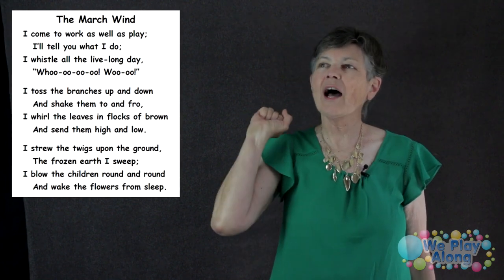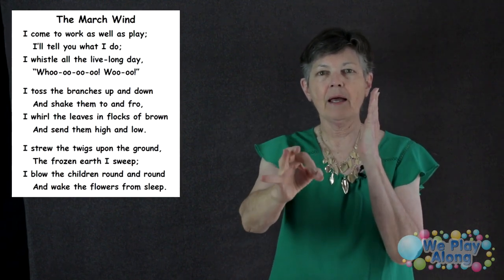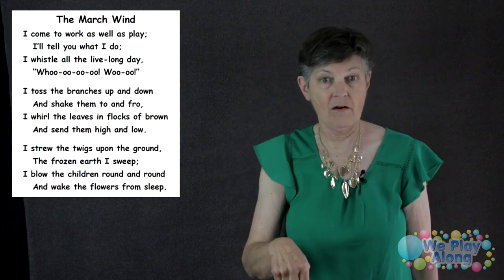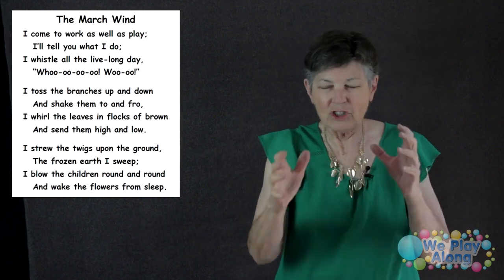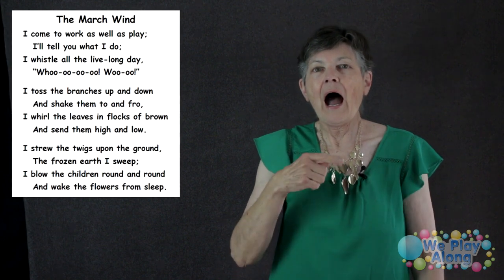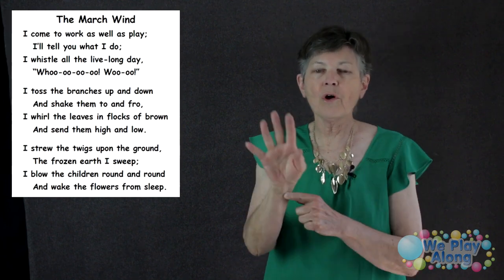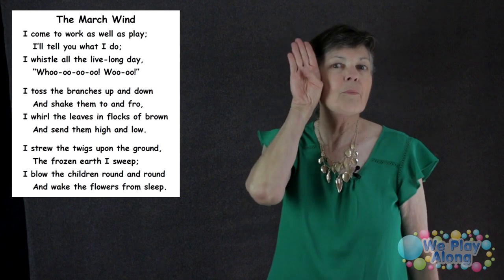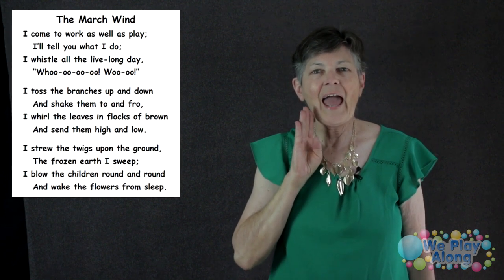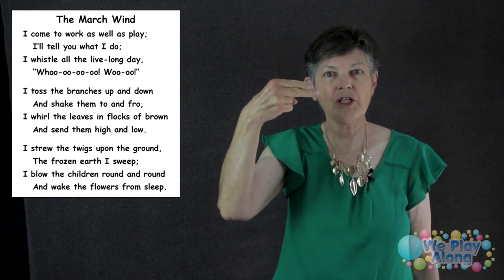Okay. I toss. So you can do throw. I toss the, now this would be a tree. You make a branch coming out of the tree. The branches up and down and shake them to and fro. It'd be like back and forth, but to and fro. Now this is the sign for leaf. We're just going to whirl this leaf all around. I whirl the leaves in flocks of brown. Make a B and come straight down your face, because everybody's face is some shade of brown. And send them, we're still throwing them, send them high, you do that with an H hand, and low.